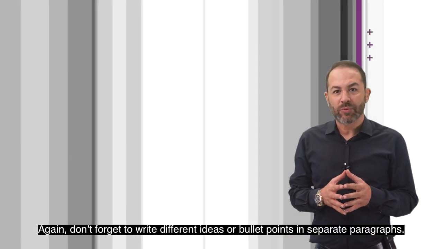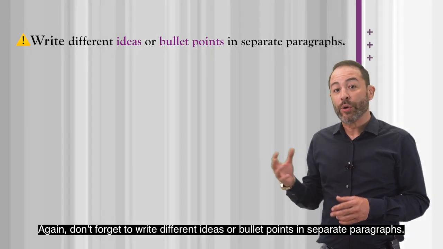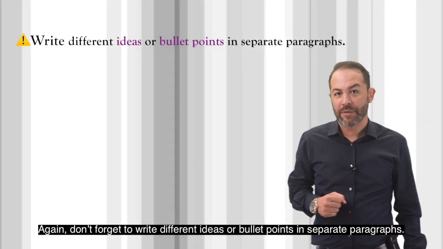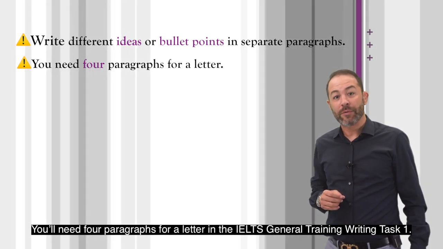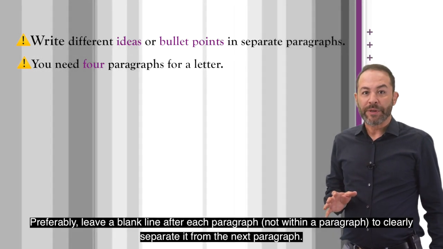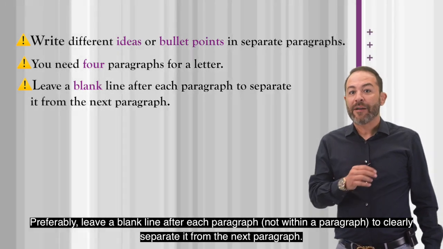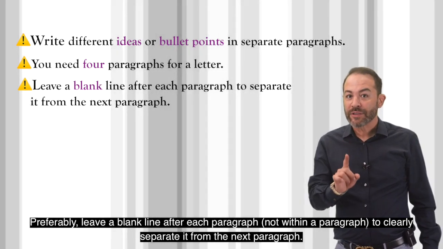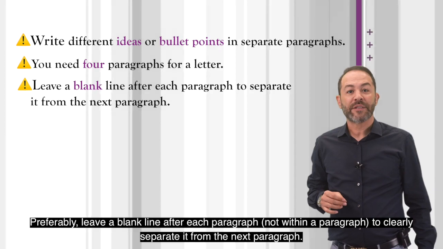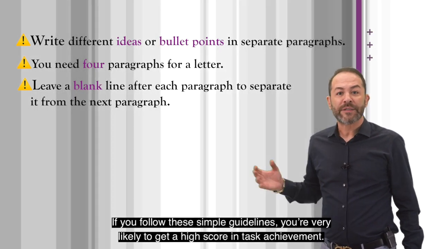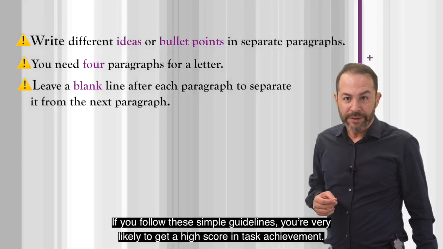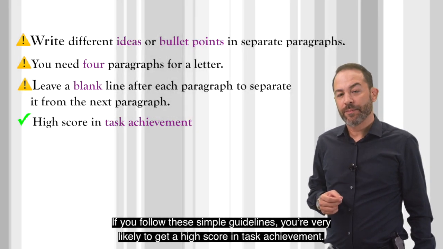Again, don't forget to write different ideas or bullet points in separate paragraphs. You will need 4 paragraphs for a letter in the IELTS General Training Writing Task 1. Preferably, leave a blank line after each paragraph, not within a paragraph, and this is to clearly separate it from the next paragraph. If you follow these simple guidelines, you're very likely to get a high score in task achievement.